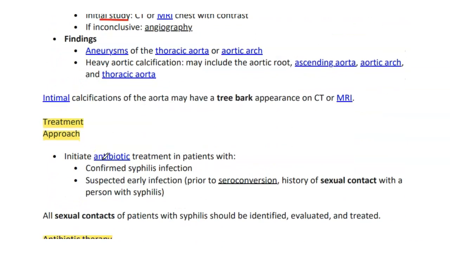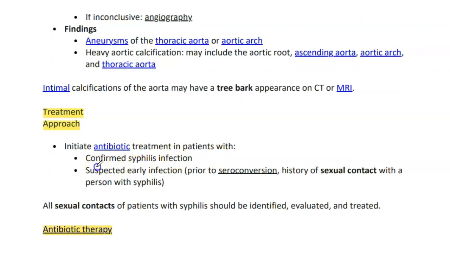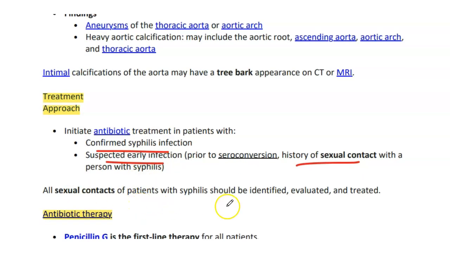What will be the treatment approach? Initiate antibiotic treatment in patients with confirmed syphilis, and in those with suspected early infection prior to seroconversion who have a history of sexual contact with a person with syphilis. All sexual contacts of the patient with syphilis should be identified, evaluated, and treated.